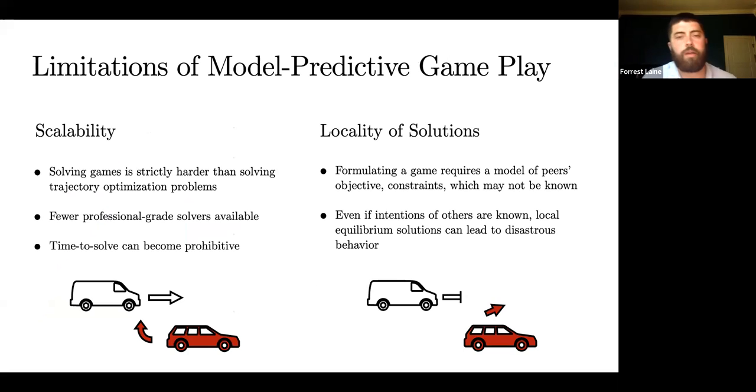Now, as you might have imagined, just by listening to that long-winded explanation, there are some limitations that come up when you try to employ a technique like this, model predictive gameplay. So two big ones that we are aware of, at least, are this notion of scalability and this notion of locality of solution. Okay, so when it comes to scalability, what we're talking about is that we have a limited compute budget on the computer of our self-driving car.